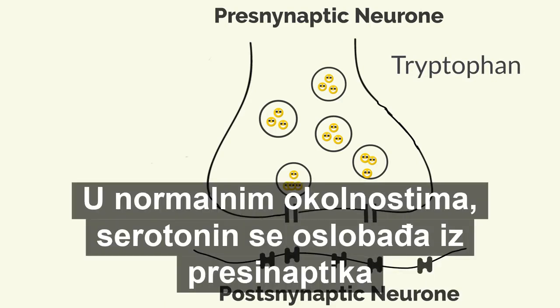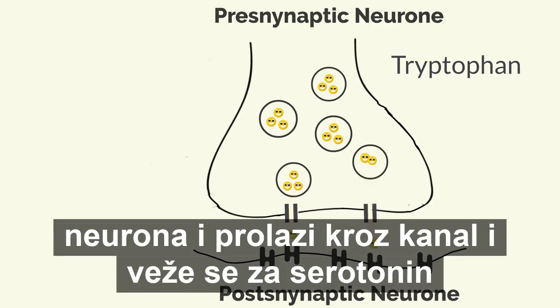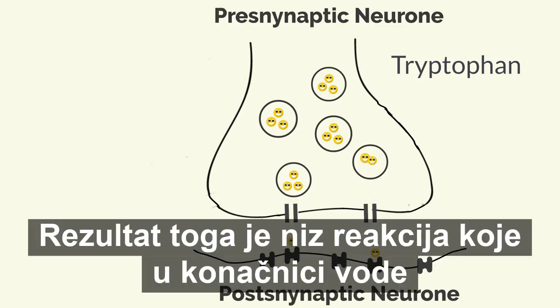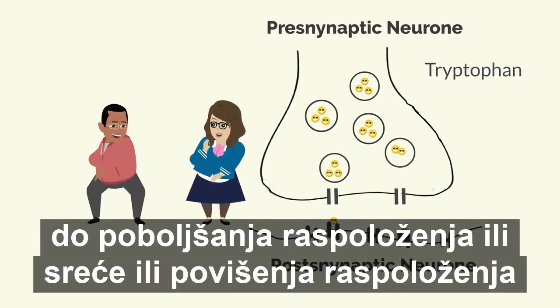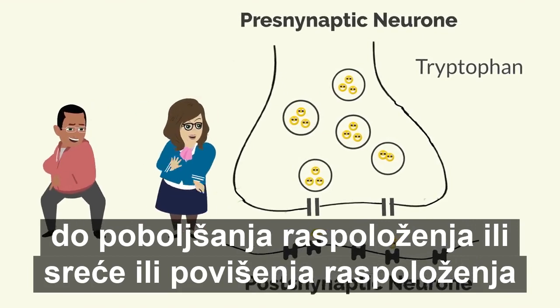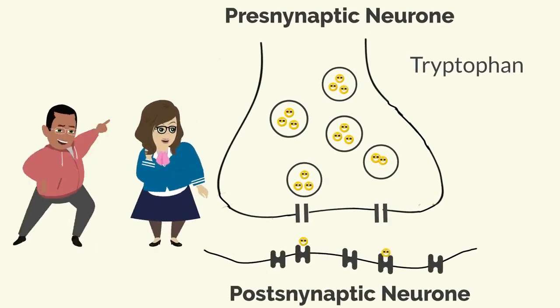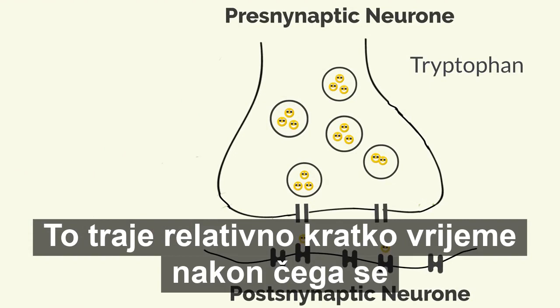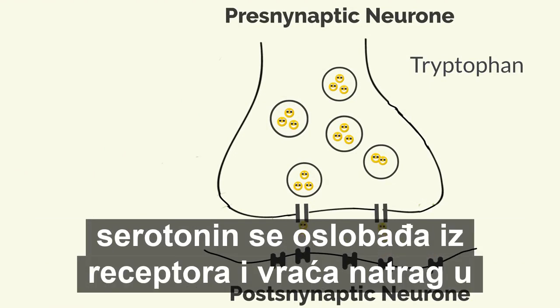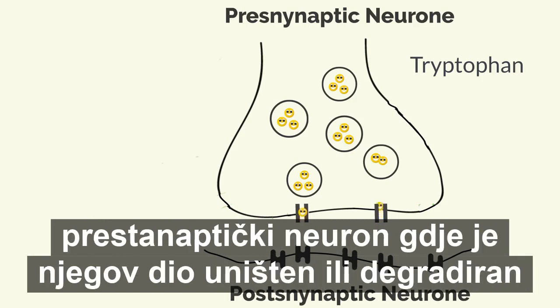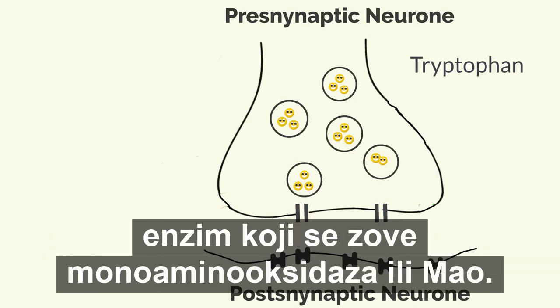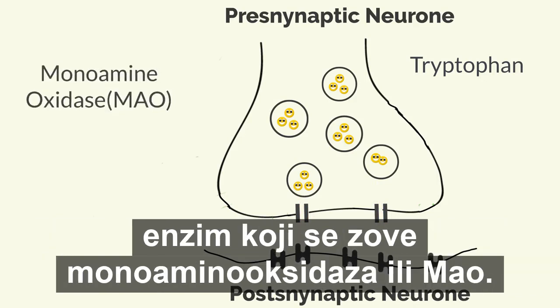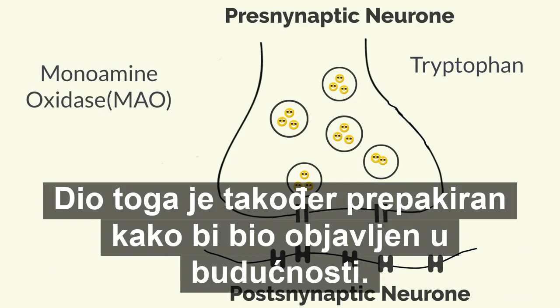Under normal circumstances, serotonin is released from the presynaptic neuron, passes through a channel, and binds to the serotonin receptors. The result of this is a series of reactions which ultimately leads to the enhancement of mood, or the happiness, or the elevation of mood that we feel when we take Zoloft. This lasts for a relatively short period of time, after which the serotonin is released from the receptors and heads back into the presynaptic neuron, where part of it is destroyed or degraded by an enzyme called monoamine oxidase, or MAO. Part of it is also repackaged to be released at a future date.